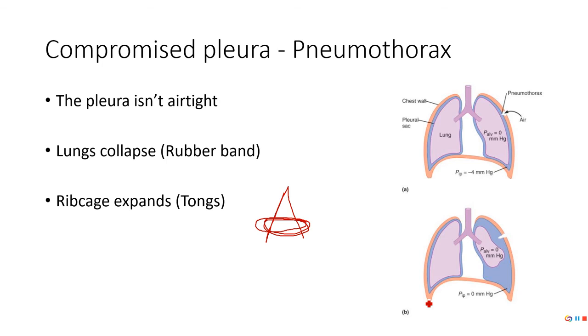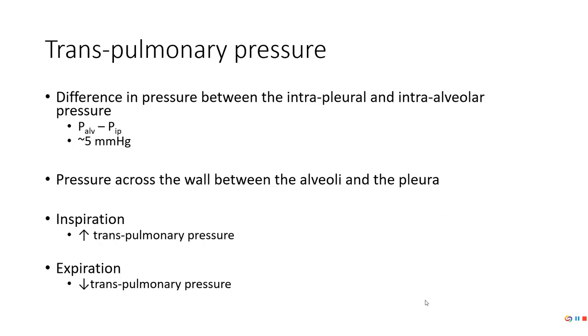So last we have transpulmonary pressure, and I just want to make you aware that it exists, but we're not going to go into very much detail about what's going on. Just know that it's the difference between alveolar and pleural pressure. During inspiration, it generally goes up a little bit. During expiration, it generally goes down a little bit. And with that, we're going to end our little video on pressures.